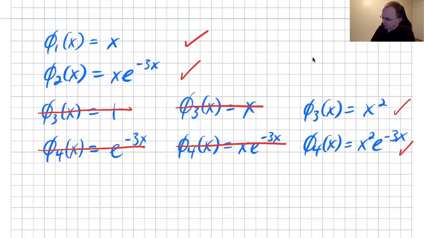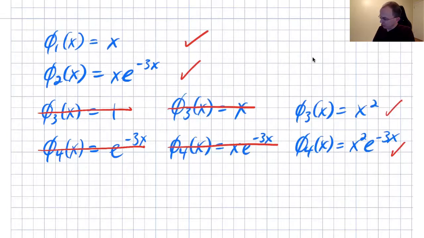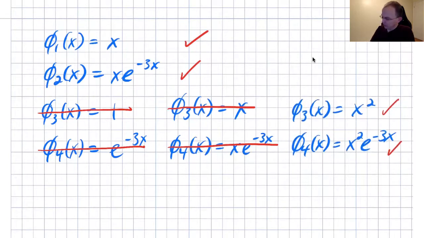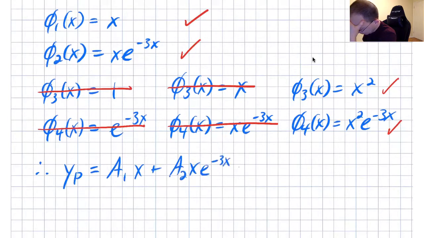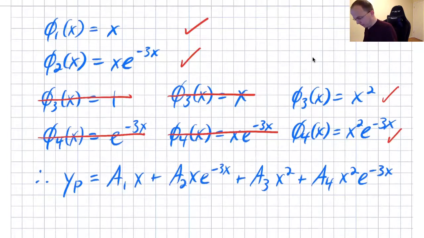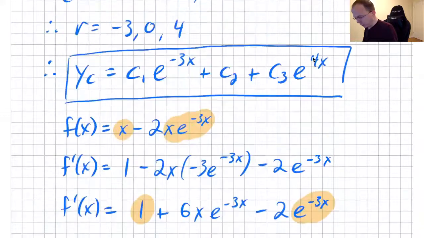So we've got 4 linearly independent terms that we want to include in our particular solution. So therefore, the particular solution is a1 x plus a2 x e to the negative 3x plus a3 x squared plus a4 x squared e to the negative 3x. Okay, what did the question ask? Determine the form of yp.